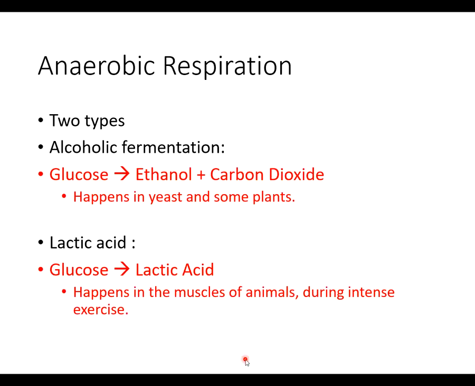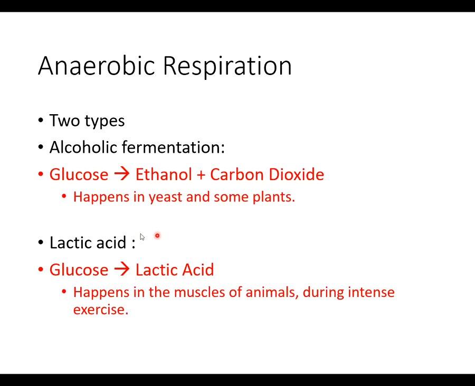Then we have anaerobic respiration. Now, there are 2 types of anaerobic respiration. This one at the top here, this is alcoholic fermentation, and this happens in some plants and yeast. It takes the glucose, and anaerobic means without oxygen, and it produces ethanol and carbon dioxide. This is how we can brew beer or make wine. We add yeast to something, it takes the glucose and it converts it into ethanol, which is an alcohol, and carbon dioxide. Or we can use the carbon dioxide to help make bread rise.